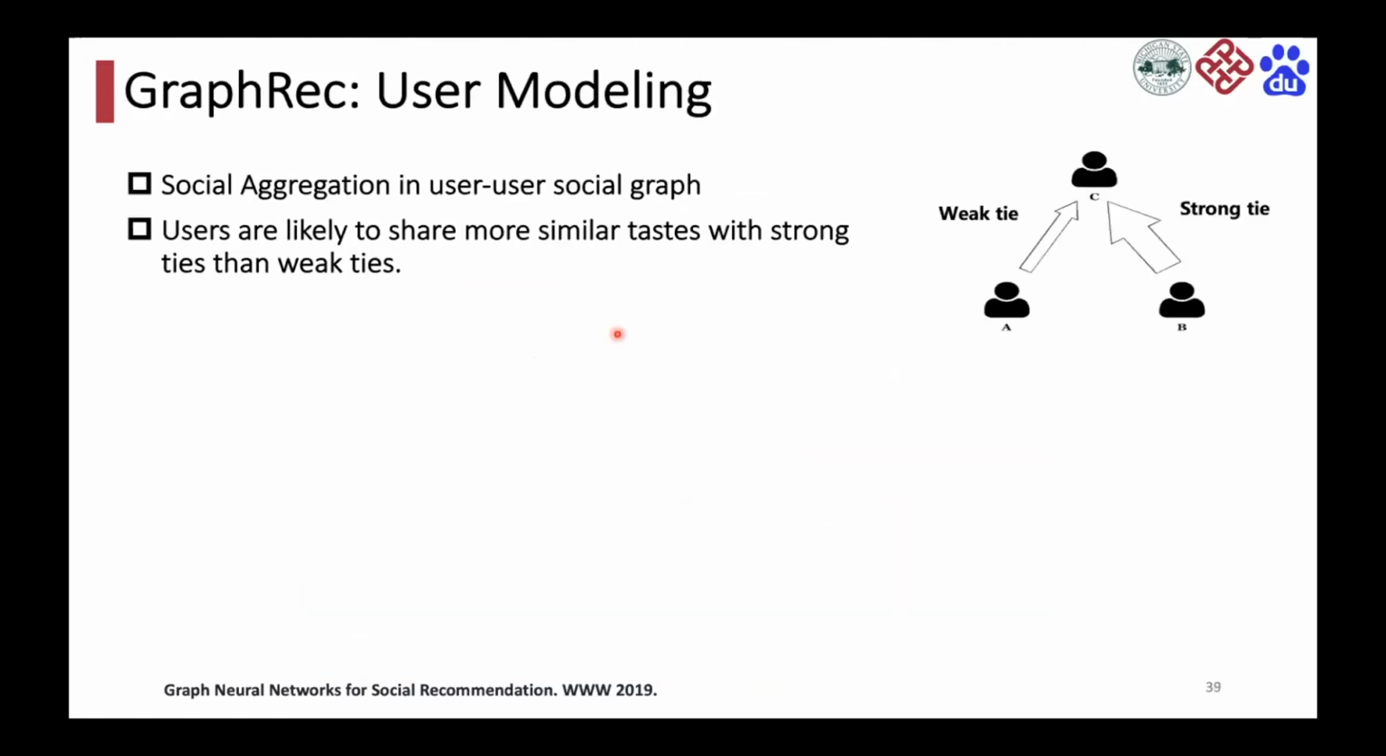Let's take a look at the social aggregation. In the social graph, strong and weak ties between users are mixed together. What does it mean? It means users are more likely to share similar tastes with strong ties than with weaker ties.